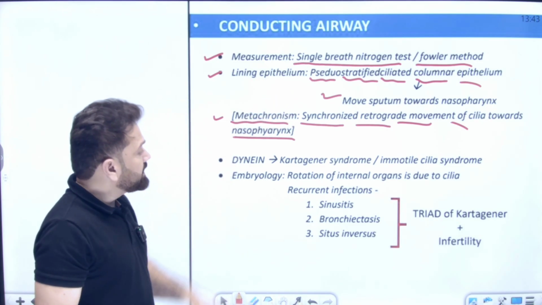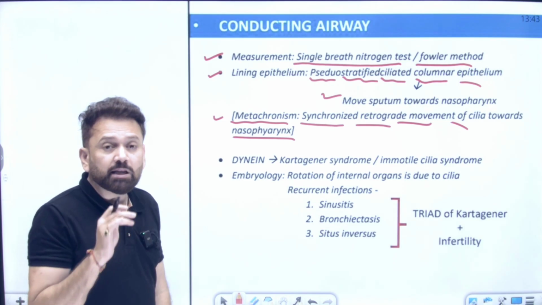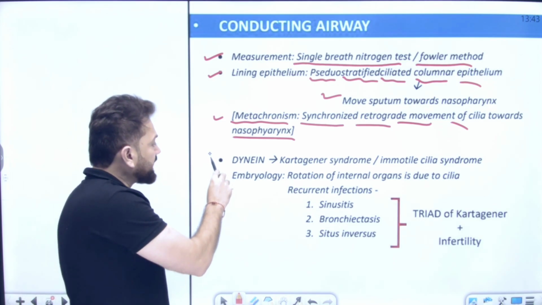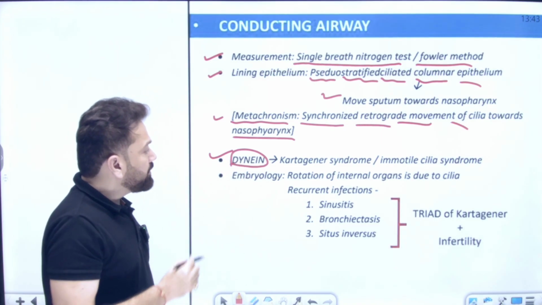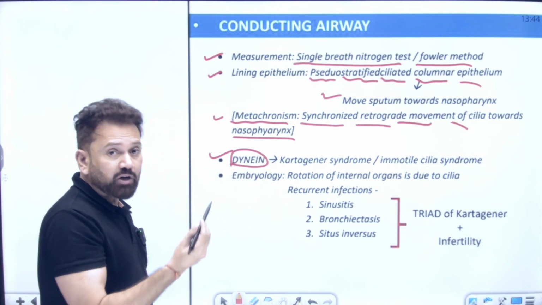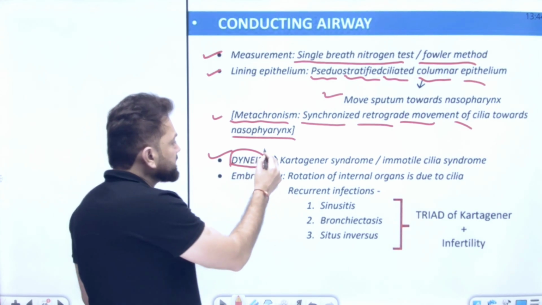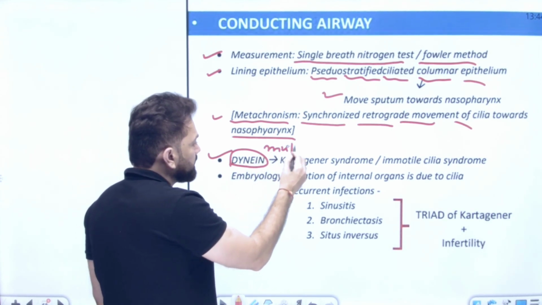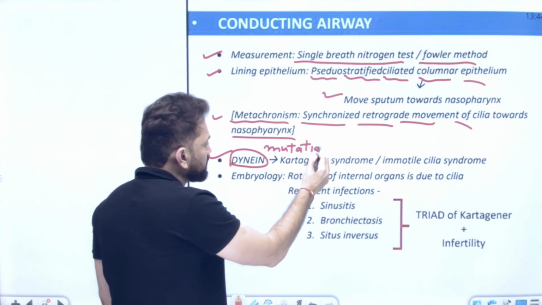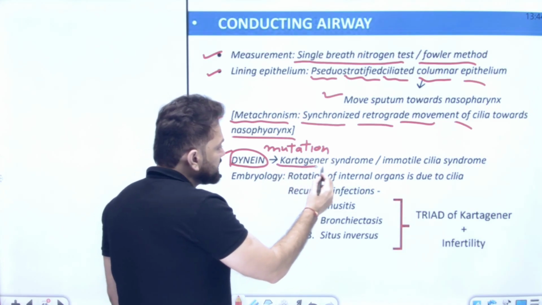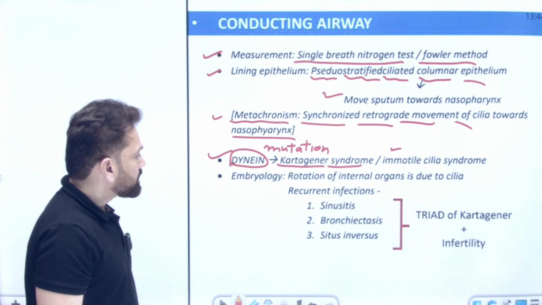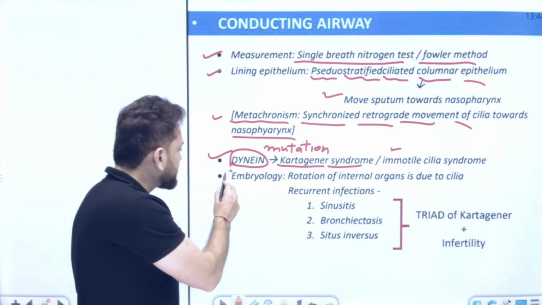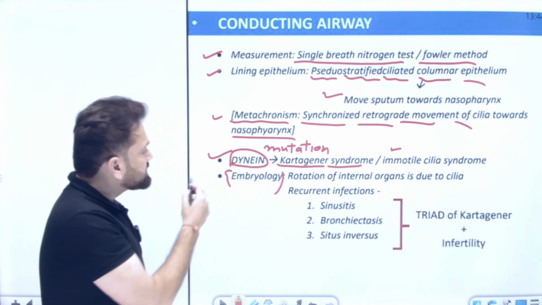Now, these cilia have which protein? What is the name of the protein which is in the cilia? The answer is dynein. Dynein protein, if you remember, in general physiology we have discussed, is for retrograde transport. And if there is a mutation in this protein, it can cause Kartagener syndrome, also called immotile cilia syndrome.